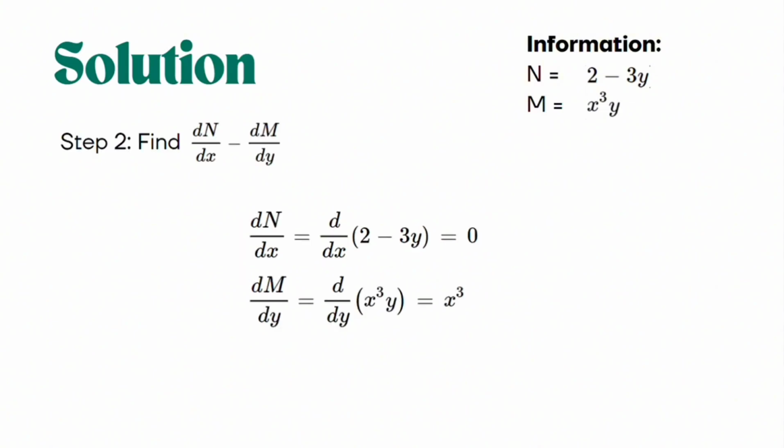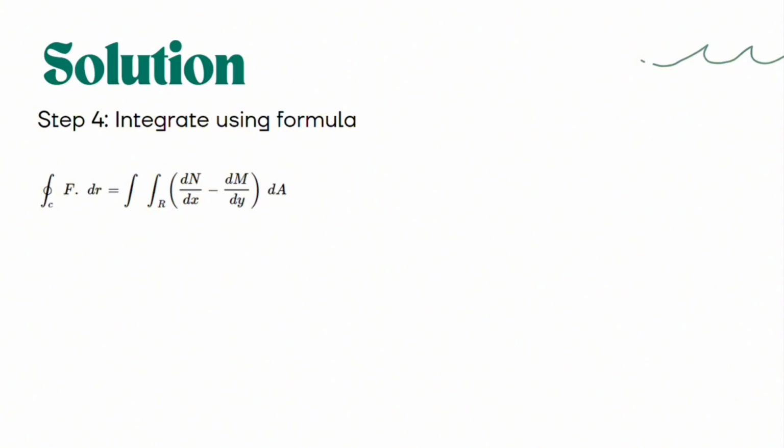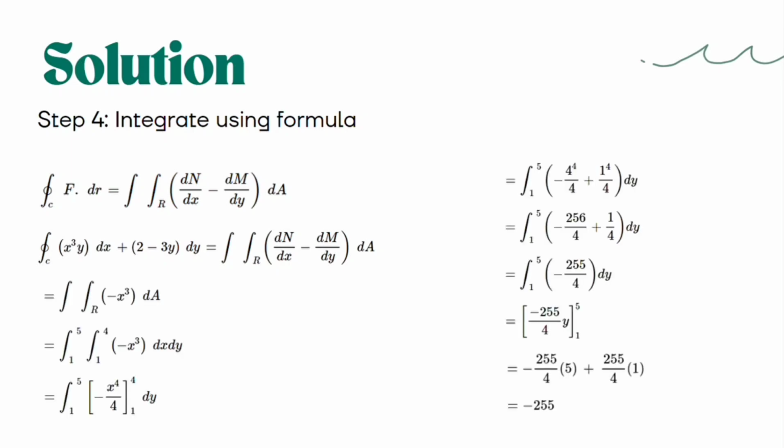Next step, find dN over dx minus dM over dy, where dN over dx is equal to 0 and dM over dy is equal to x cubed. So, we can get negative x cubed as the answer to this subtraction. Step 3, find dA. dA for this question is dx dy. Interval for x is 1 to 4 and interval for y is 1 to 5. Last step, integrate using this formula and substitute the information. Then we will get negative 225 as the answer.